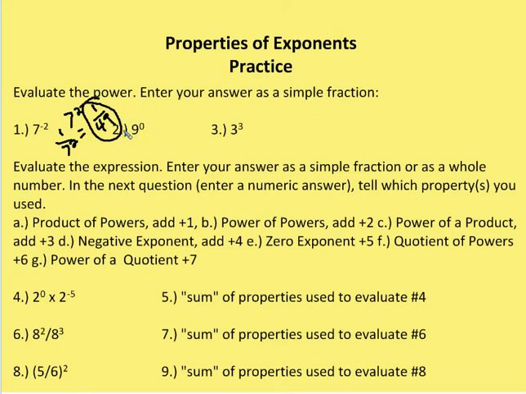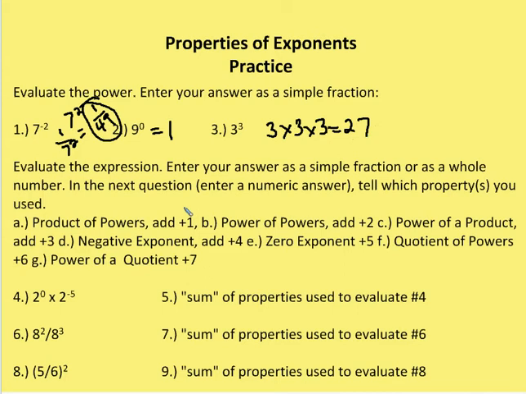Second value that we're supposed to simplify, 9 to the 0. So remember, anything to the 0 is going to be equal to 1. So 9 to the 0 just equals 1. And finally, 3 to the third. It's the same as 3 times 3 times 3. We simply evaluate that. 9 times 3 is 27.